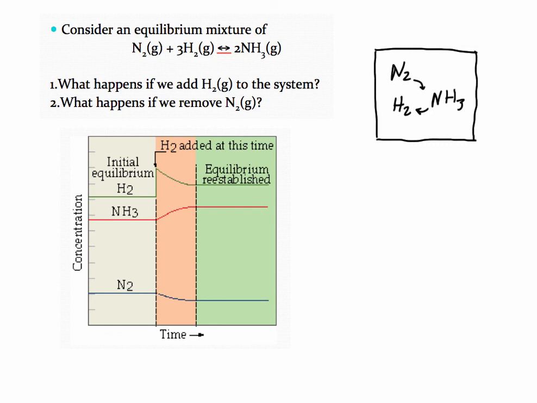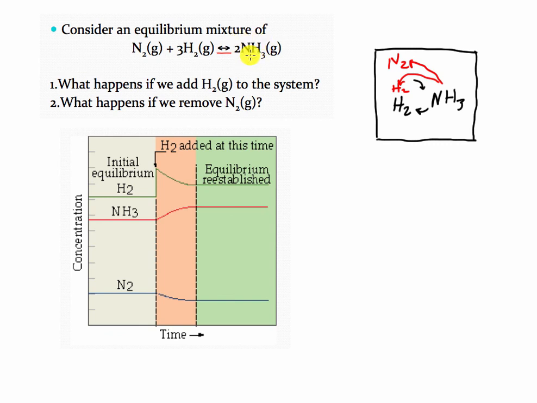Well, if I go in the container and remove some of that nitrogen, now I don't have enough nitrogen to react with the hydrogen. So the ammonia is going to start to break down. It's going to start to produce more nitrogen, and it's also going to produce more hydrogen. So we're going to get more hydrogen in the container. If I take away the nitrogen, the reaction has to shift to the left, right?